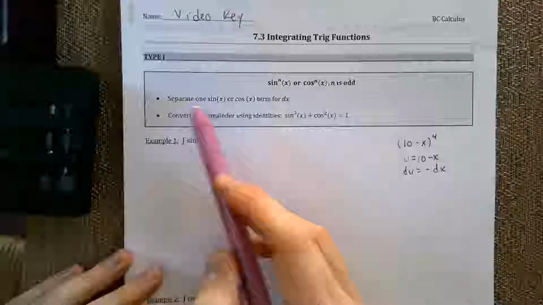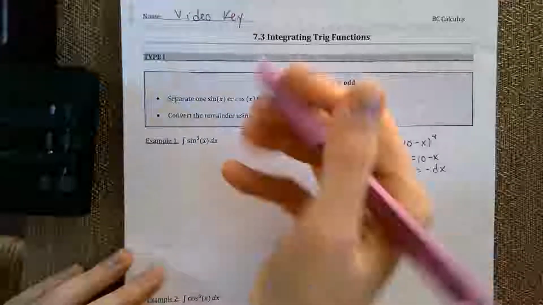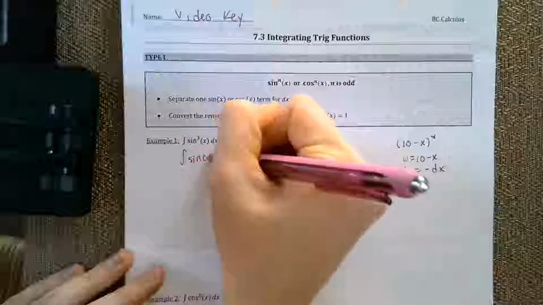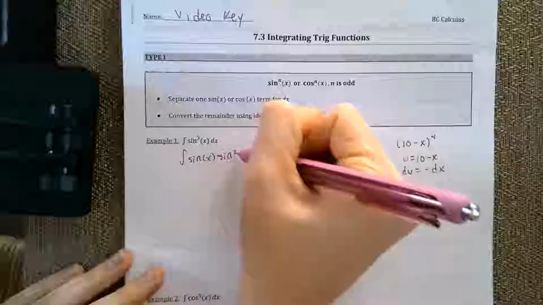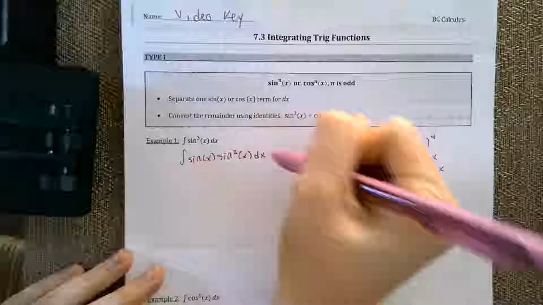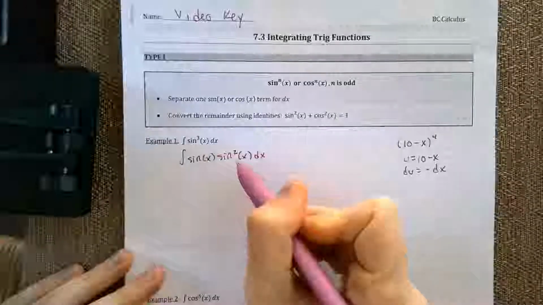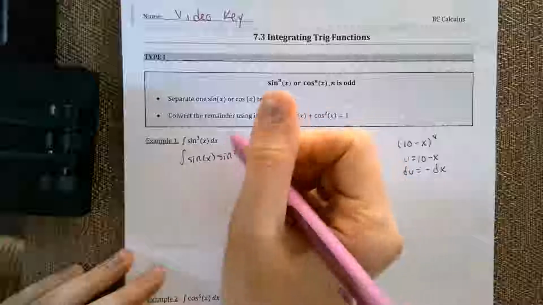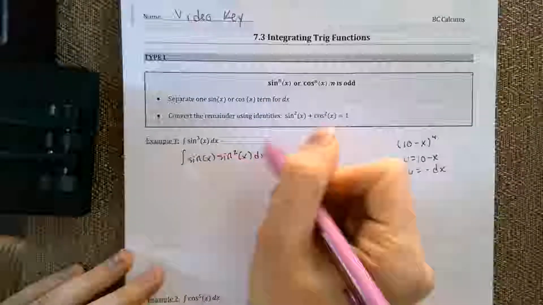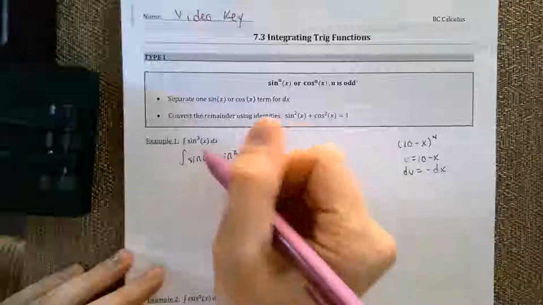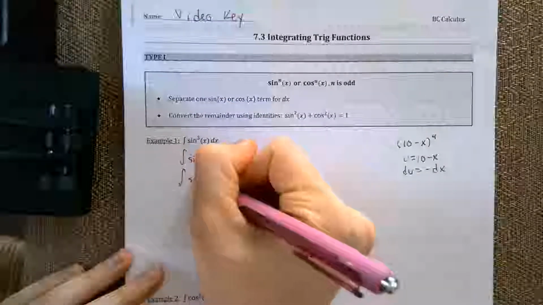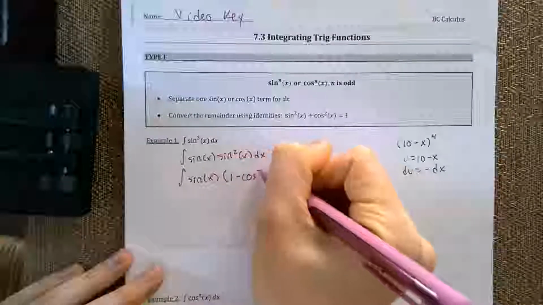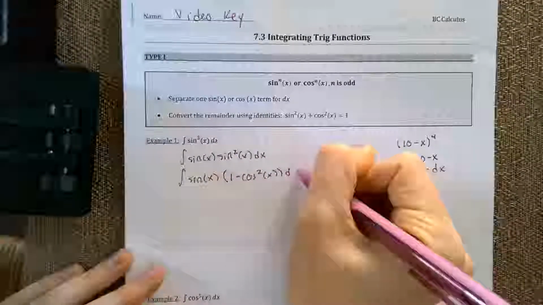So as a step, I want to separate out one sine or one cosine so that I could change sine cubed into the integral of sine x, sine squared x, dx. Okay, that doesn't look like it's changed. We just use a basic exponent power in reverse. But what this allows us to do is to change this sine squared to a trig identity. So I could change this to sine of x times 1 minus cosine squared x dx.